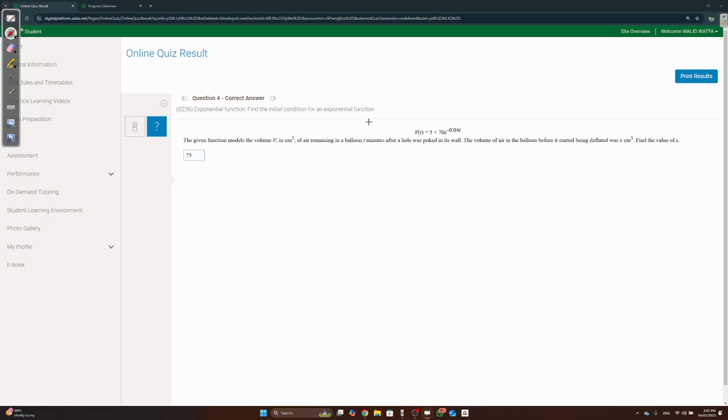Question 4. This is very easy. This is from last year. The given function models the volume in a balloon t minutes after a hole was poked. What's the volume before it started? Okay, before it started, how much was the time? Time is equal to 0, right? Before it started, time is 0. Plug that in here. 5 plus 70 e to the power of 0, because negative 0.04 times 0 is just 0. E to the power of 0 is just 1, right? So 5 plus 70, 75.